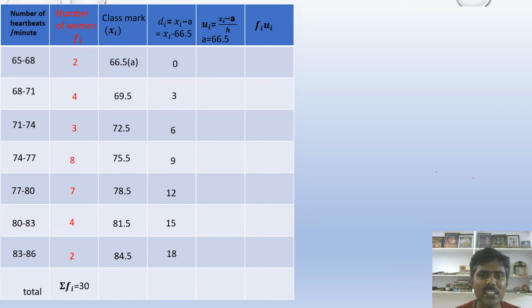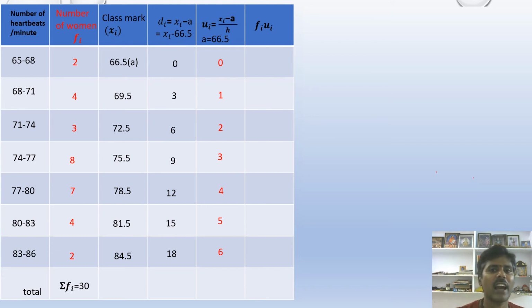The step deviation is these divided by the class interval. That means you divide 0 by 3, you get 0. 3 divided by 3 gives 1. This is what you have to do, but there is a trick here. You need not divide anything. Just keep on writing the numbers in ascending order: the first one is 0, the second one 1, then 2, 3, 4, 5, 6. For all problems it is possible.